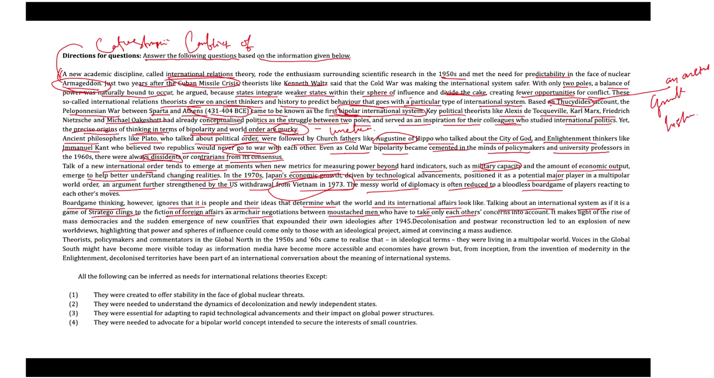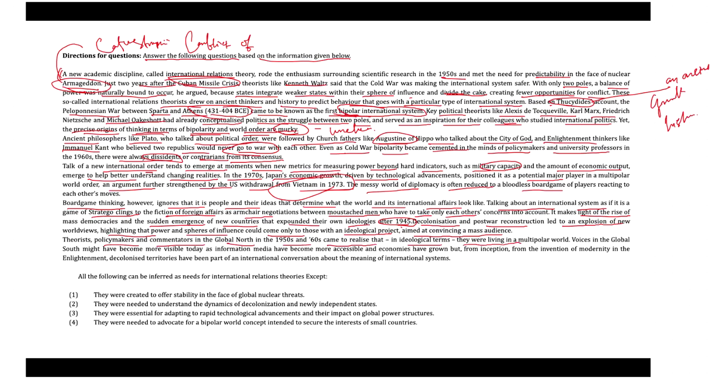It makes light of the rise of mass democracies and the sudden emergence of new countries that expound their own ideologies after 1945. Decolonization and post-war reconstruction led to an explosion of new worldviews, highlighting that power and spheres of influence could come only to those with an ideological project aimed at convincing a mass audience. Theorists, policymakers, and commentators in the global north in the 1950s and 60s came to realize that, on ideological terms, they were living in a multipolar world.